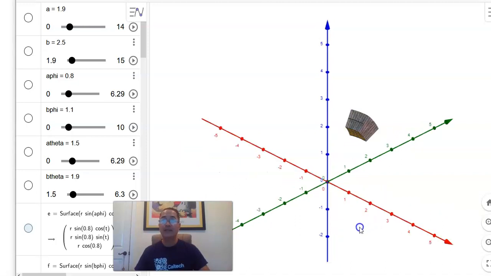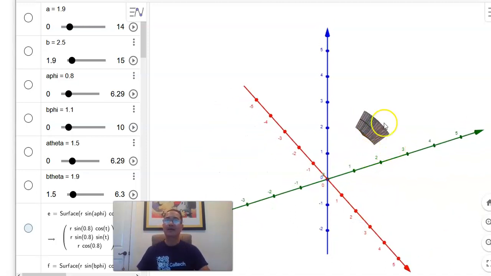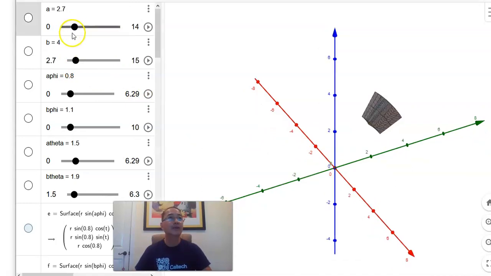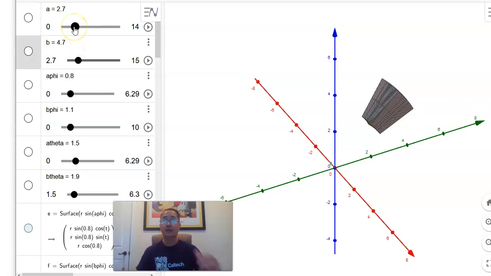Okay, so using these sliders, we can adjust the size of this spherical box. If you want to make it a little bigger, you just adjust A a little bit. So now it's 2.7. B will adjust accordingly. The minimum value of B will be 2.7, and you can change the maximum. You can go beyond 15 if you like. So right now B is at 4. We can make it still a little bigger. Ooh, there you go. It got taller. So this controls the inner sphere, which is over here. That's your inner sphere, and this is your outer sphere.